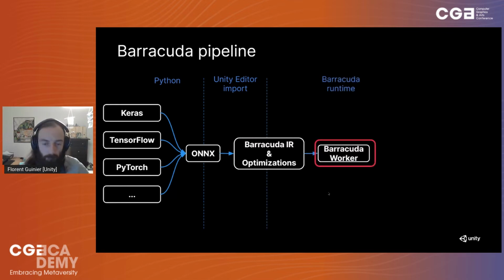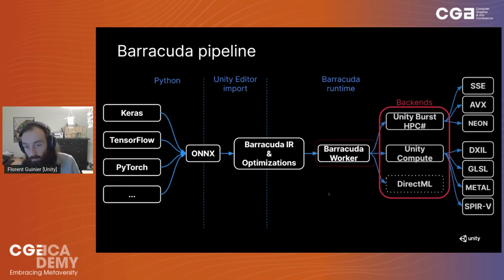Then after that, you will create what we call a worker. It's an instance of the engine, if I can say so, that will be able to take that intermediate representation, that model Barracuda style, and actually run it. And how does it actually run it? It runs it on a backend. A backend is the name we gave to the way to run a given model. It could be CPU, GPU, or maybe something else.